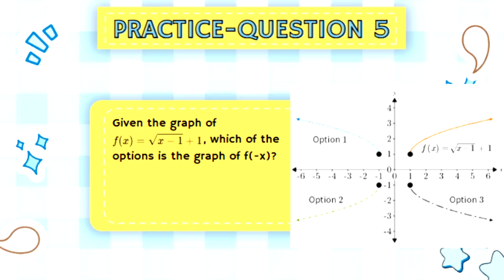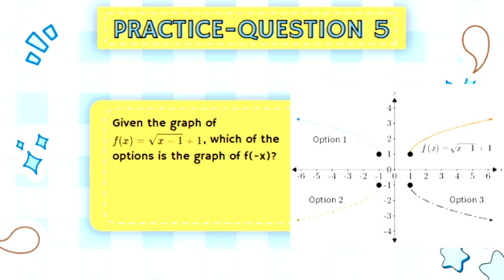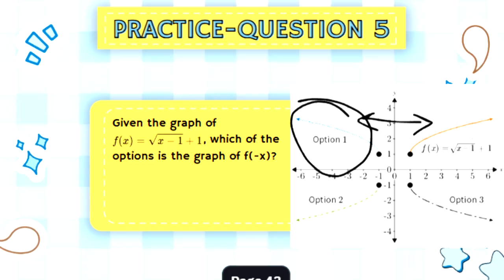Practice question number 5. Given the graph of f of x is equal to the square root of x minus 1 plus 1, which of the options is the graph of f of negative x? So here is our original problem, okay? Which one is the horizontal reflection? Because that's all we're doing. It shouldn't be hard. We're not flipping up and down, we're flipping side to side. So it has to be option 1. Okay, they may have these labeled differently on your graph, but it's the one that's to the side.